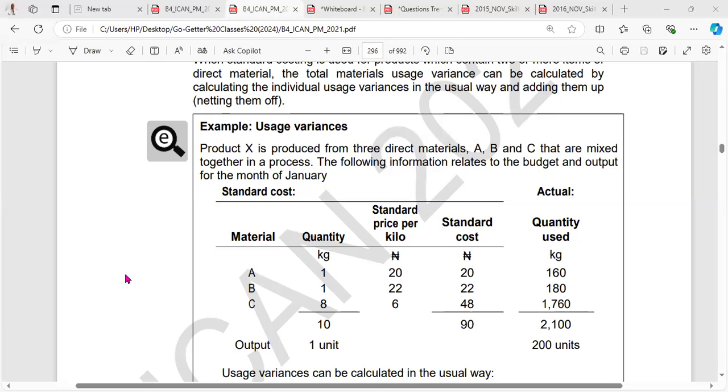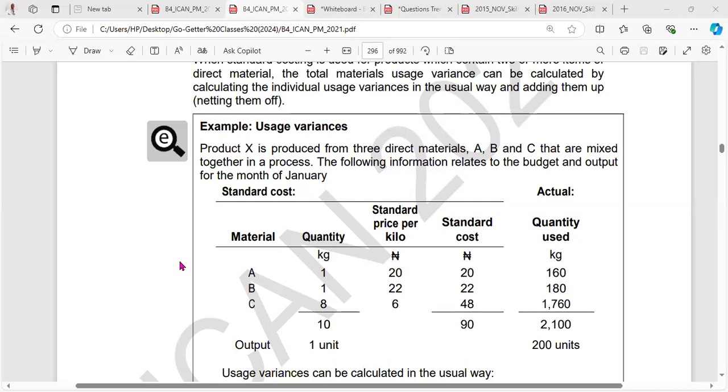Now let's say we're making soft drinks or we're making bread. Let's use bread as an example. We have the butter, we have the flour, we have the egg, we have the other ingredients. Now we must mix them together. So when we are using them, we have a standard quantity for each one of them. We don't use each of them in equal proportion. And so that gives rise to something called mix variances.